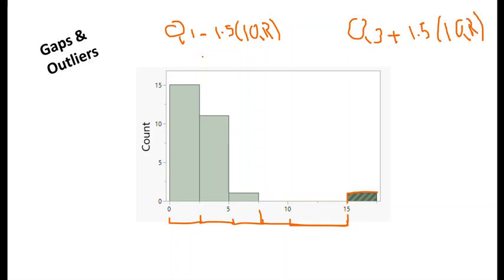Now, any data points less than the lower value are considered outliers, and any data points higher than the upper value will be outliers. Because again, these would be evaluated to actual values, right? It would be, for example, 5, and this would be 15. Anything less than 5 is an outlier. Anything greater than 15 is also considered an outlier.